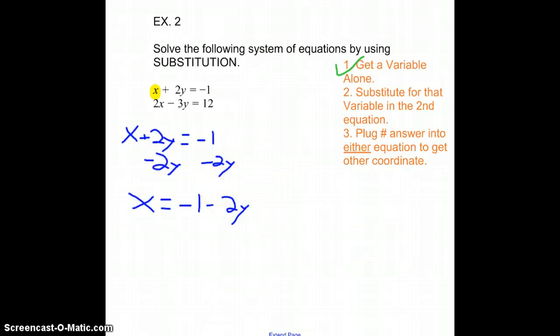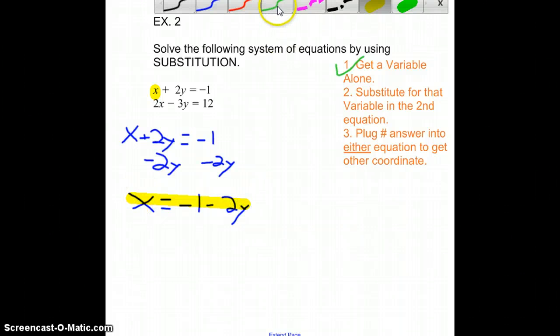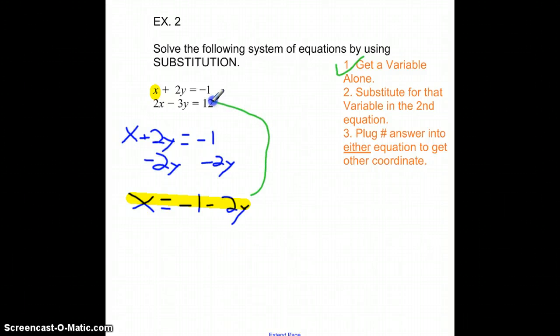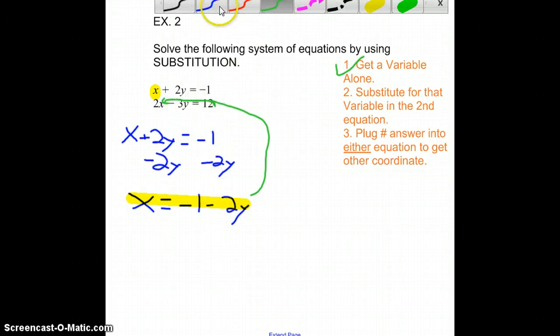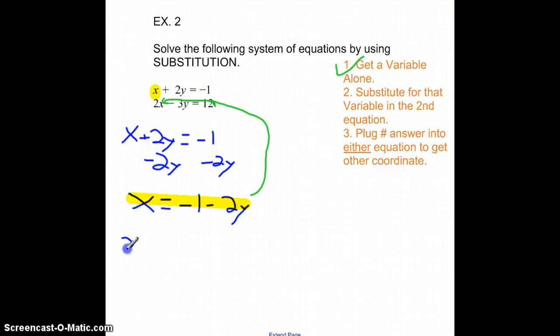Okay, so we've got to take this equation here, and we have to plug it back into this second equation for x. We're going to plug it right into here. So what we end up with, instead of it being 2 times x, it's 2 times negative 1 minus 2y. Minus 3y. Just copy the rest of the equation down as we see it, equals 12.